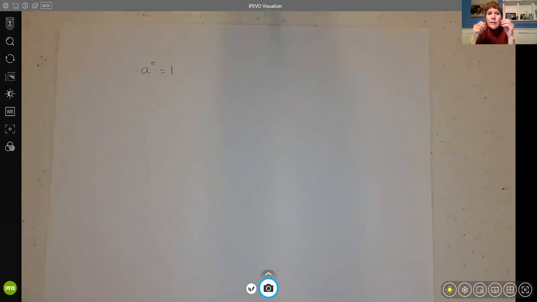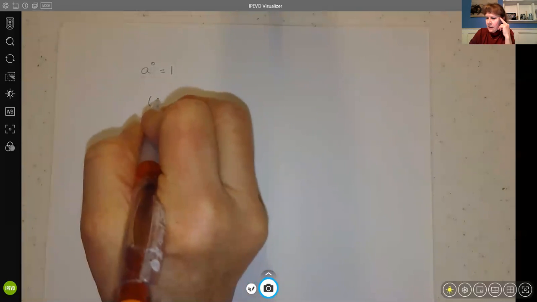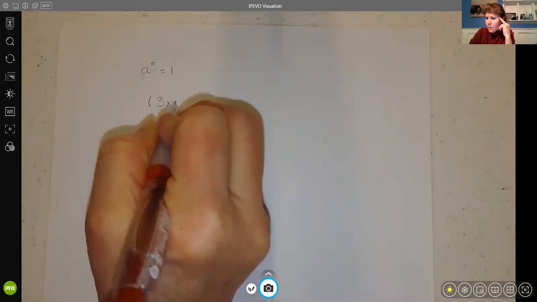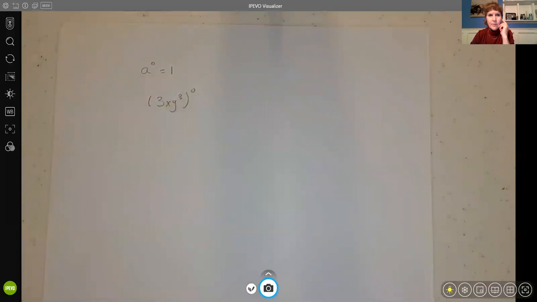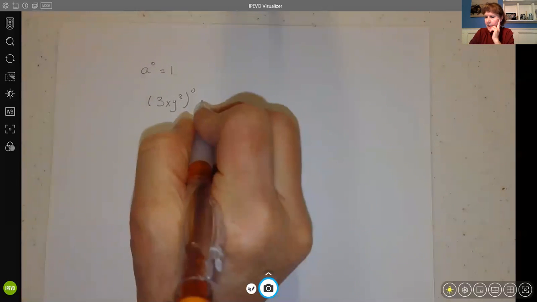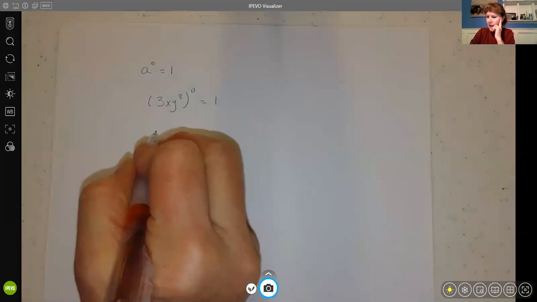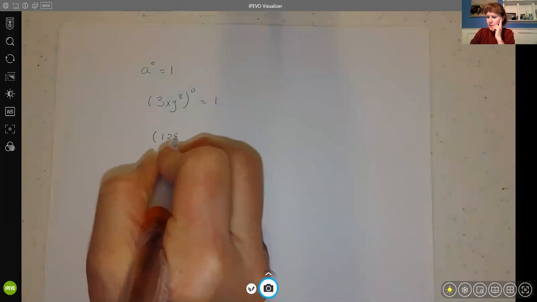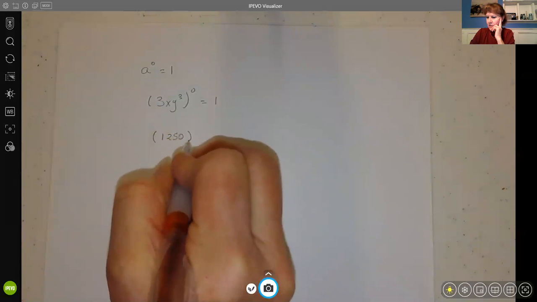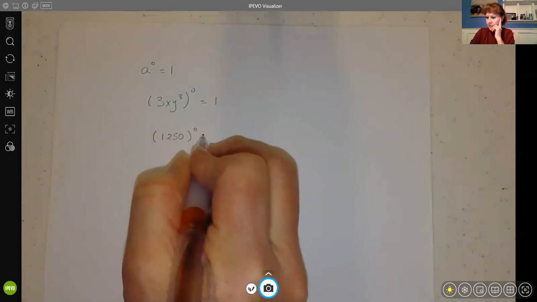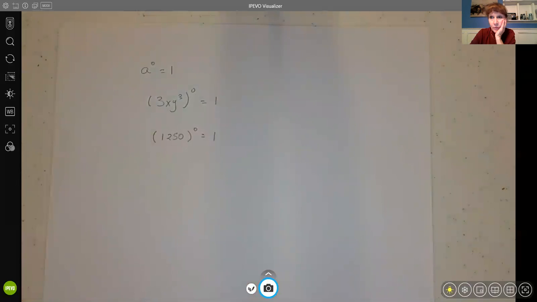But for right now, anything to the 0 power is equal to 1. So if I had 3xy cubed to the 0, it is equal to 1, all right? And if I had 1,250 to the 0, it's always equal to 1.